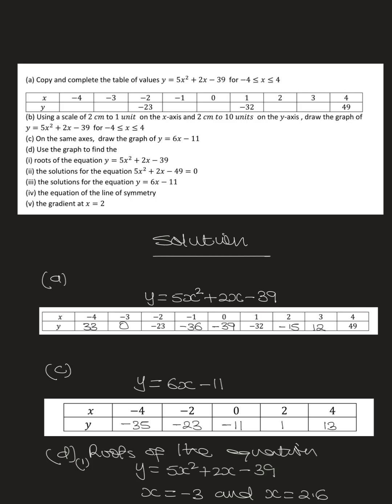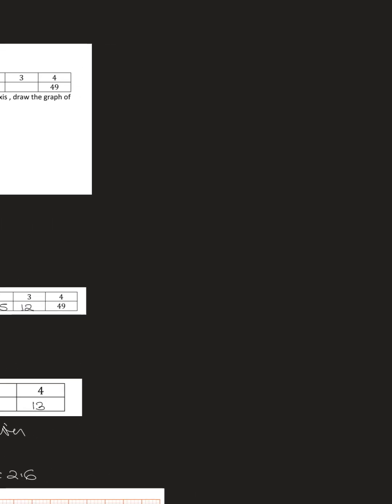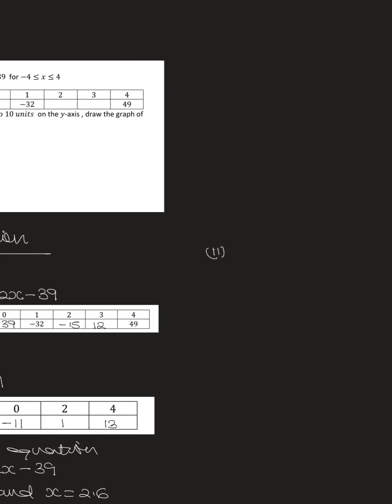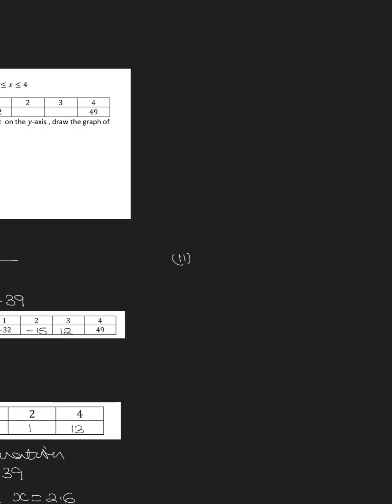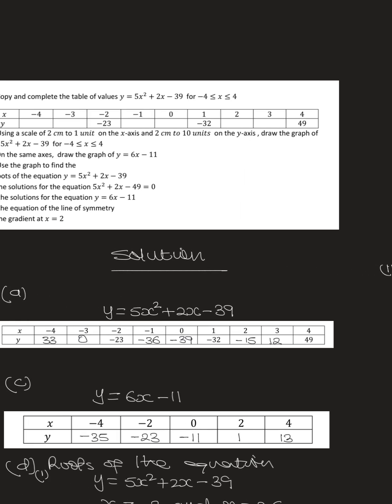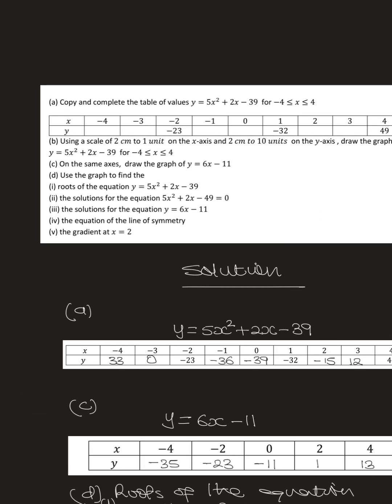Now, what we're going to do is we are going to bring the main equation first, which is y is equal to 5x squared plus 2x minus 39. And we compare it with the equation that is given in question D2, which is 5x squared plus 2x minus 49 is equal to 0.